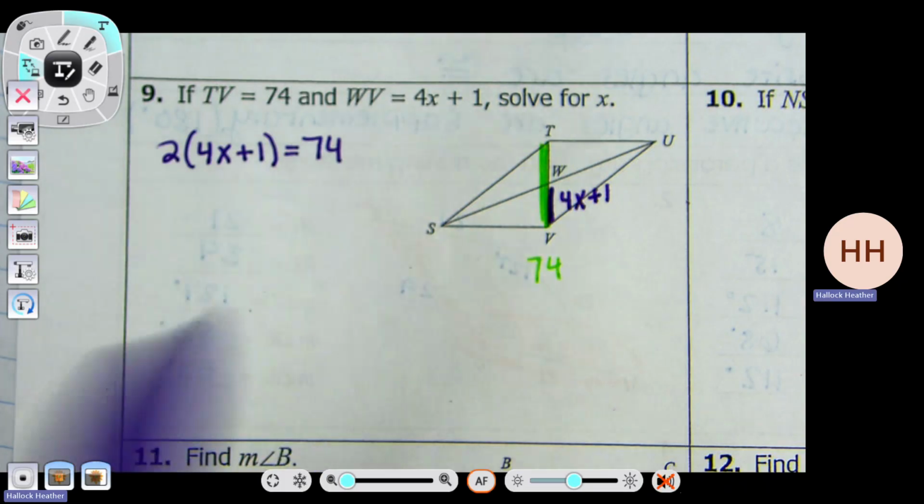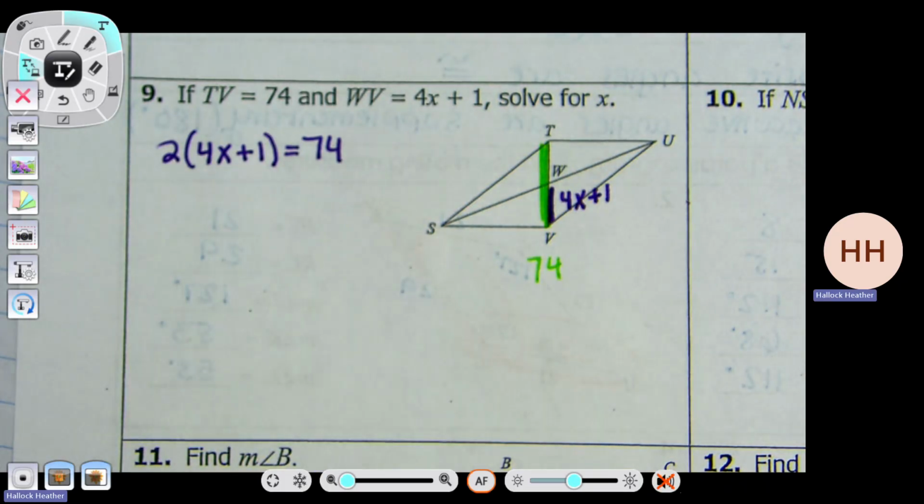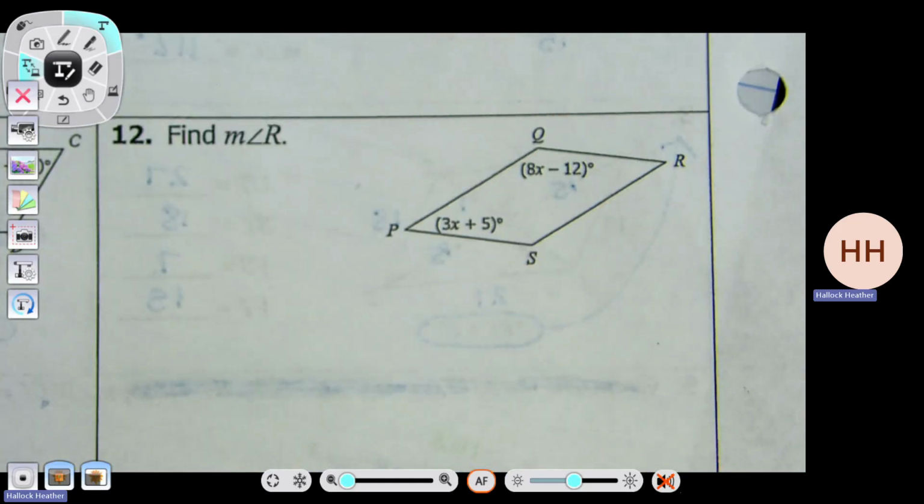Finding YZ is also really easy. Remember. No, listen, they're not that bad. Let's go to 12. We're gonna set up 12. 12, you have to find R. What should you do with this?